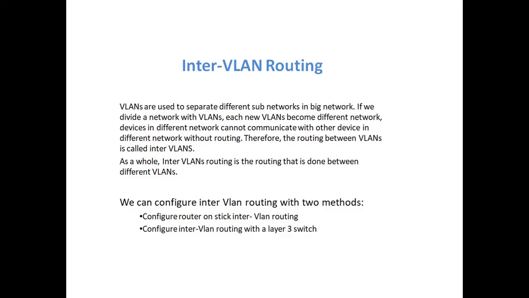The process of creating routing between VLANs is known as Inter VLAN routing, and we can configure Inter VLAN routing in two different methods. First is router on a stick Inter VLAN, and another is Inter VLAN routing with a layer 3 switch. So let's go to the lab now.